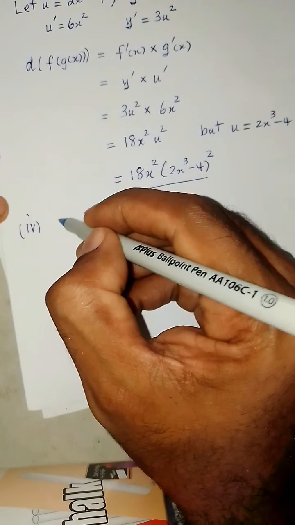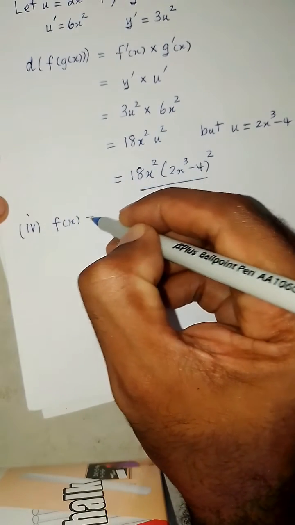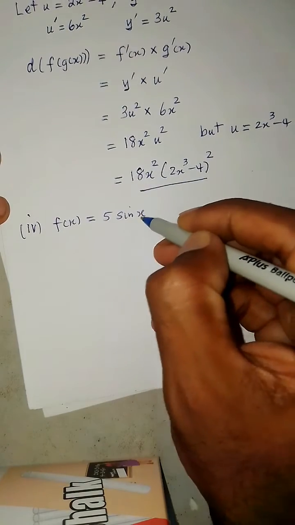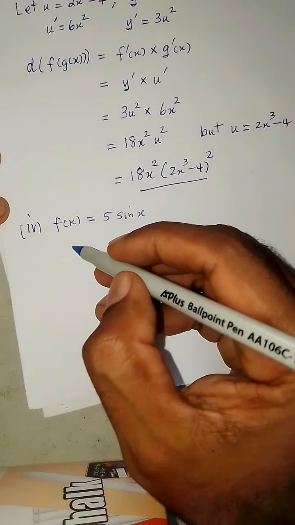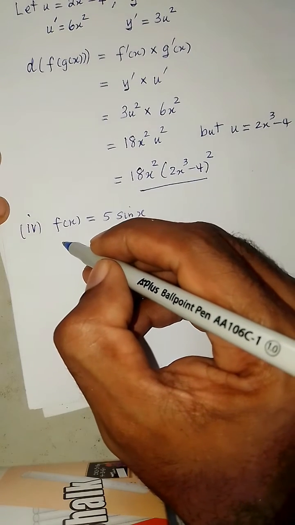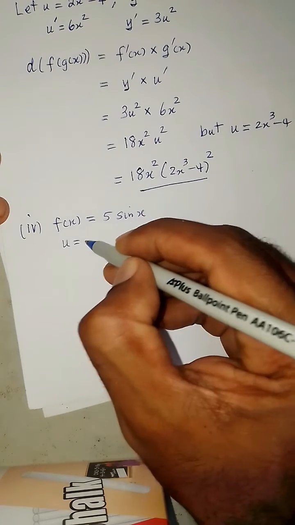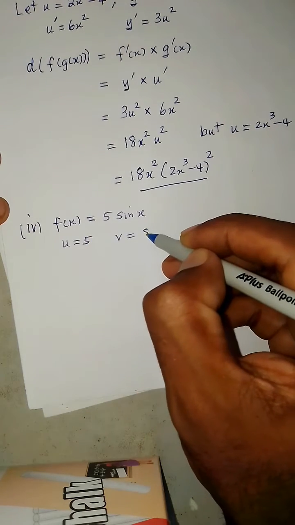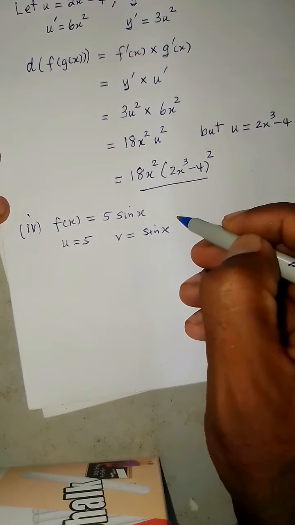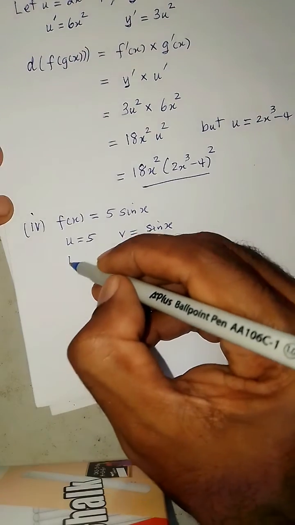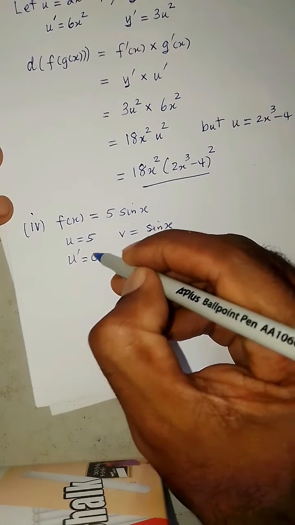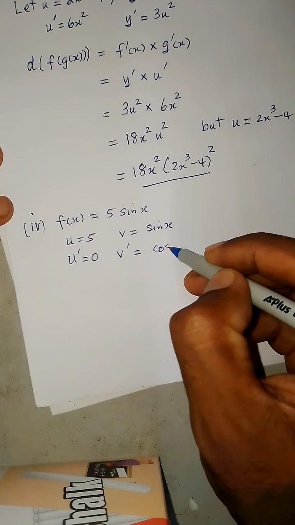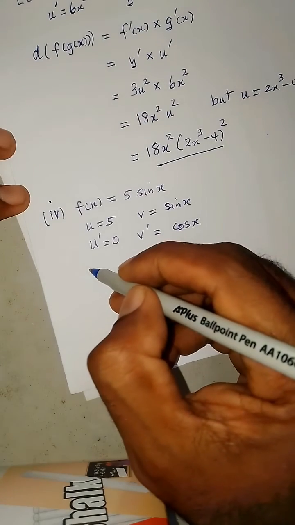Right, the last function is given by f of x equals 5 sine x. Again, we have two functions multiplied together. We apply product rule, and then we let u be equal to the first function, v equal to the second function. Then we find the derivative of the first function, and the derivative of v is cos x. Then we apply product rule.